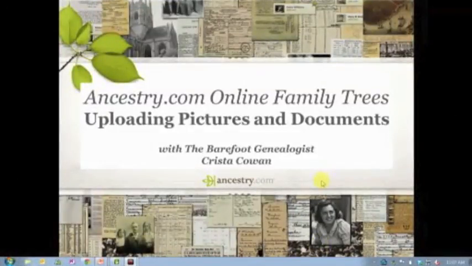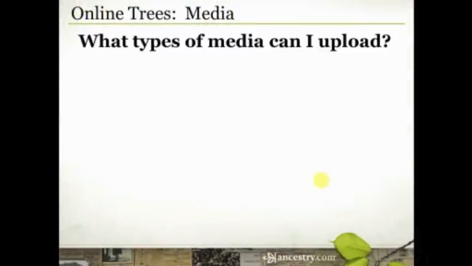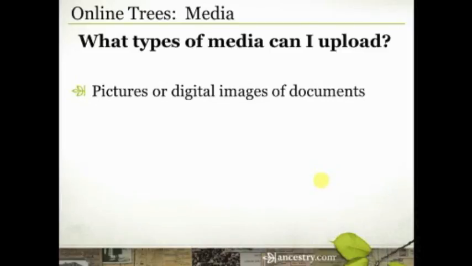Let's start with what types of media you can upload. First of all, you can upload pictures, but you can also upload digital images of documents. So for example, if you have a copy of a birth certificate or a marriage certificate that you've obtained either from your personal, family collection, or that you've ordered from an archive or a state vital records office, you can scan those and put those kinds of documents online. Also, if you have copies, like of old wills or letters, anything that you can scan and create an image out of, you can upload.